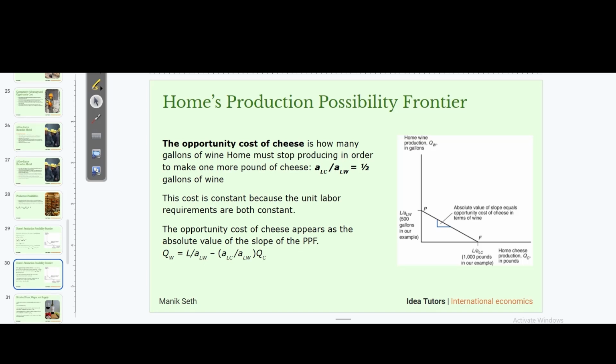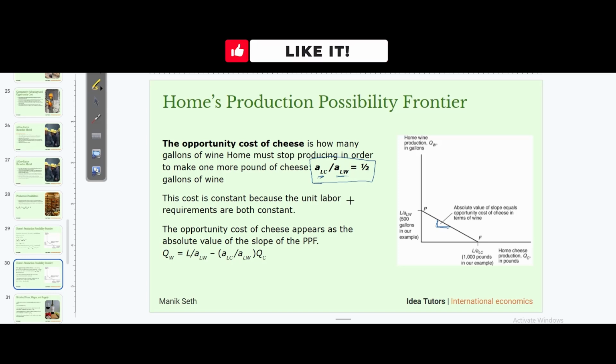Now let's look at another concept, which is the opportunity cost of cheese. I have already told you what the opportunity cost is. How many units of wine I have to give up so that I can produce that 1 extra unit of cheese is the opportunity cost of cheese in terms of wine, which is given by the ratio of the per unit requirement, ALC divided by ALW. ALC is 1 and ALW is 2, and this gives me 1 by 2. This is the opportunity cost of producing cheese. This cost is constant.